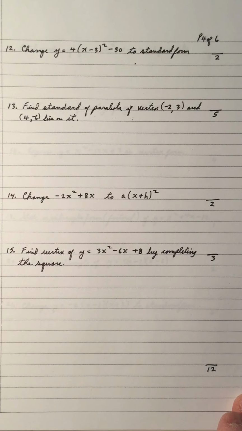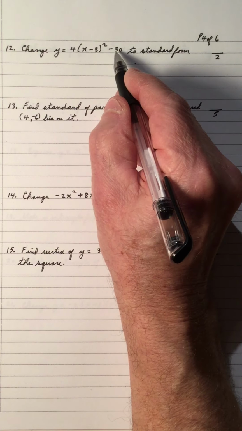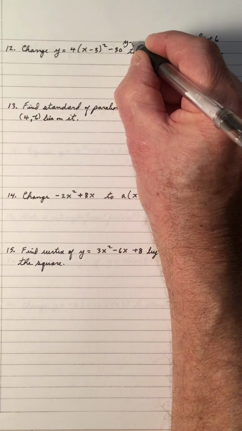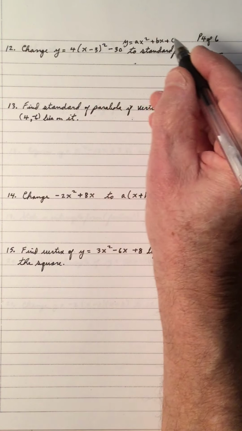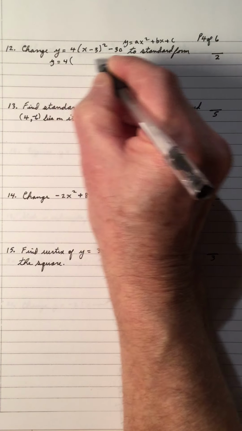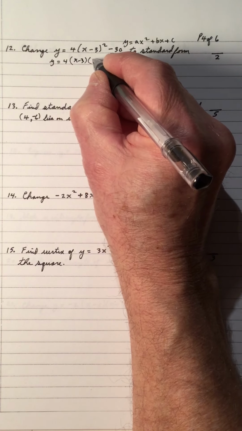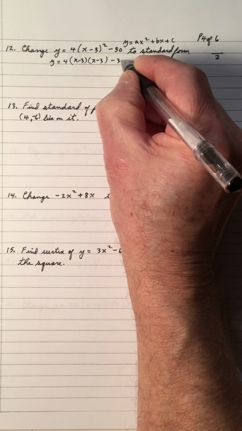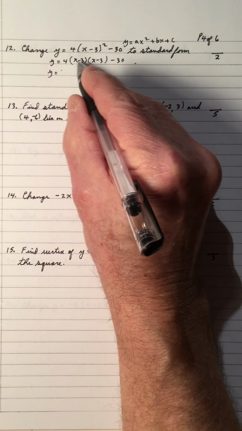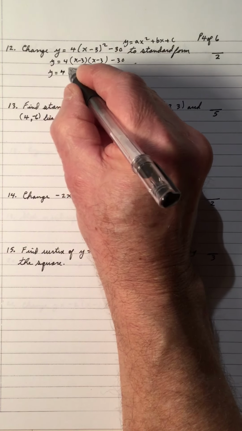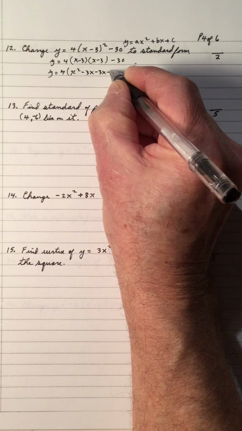Let's continue. Change y equals 4 times bracket x minus 3 squared minus 30 to standard form. The standard form is y equals ax squared plus bx plus c. So that means we have to expand and have no square on the bracket, so we FOIL (x minus 3)(x minus 3) minus 30. I always multiply my binomials first by FOIL. So I get x squared minus 3x minus 3x plus 9.